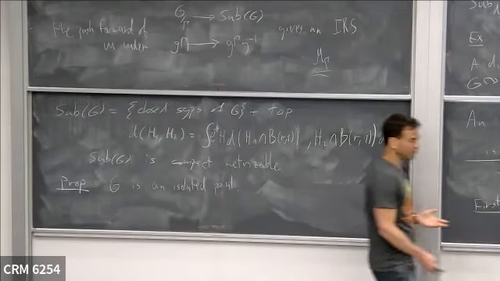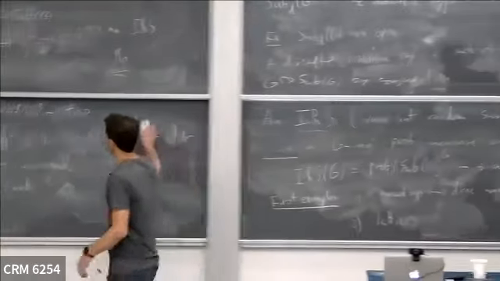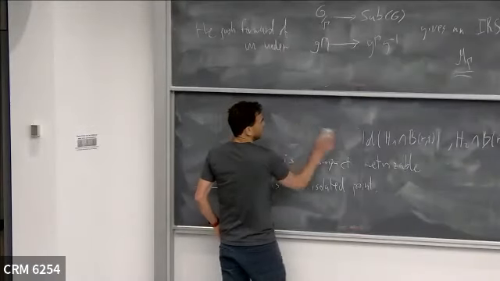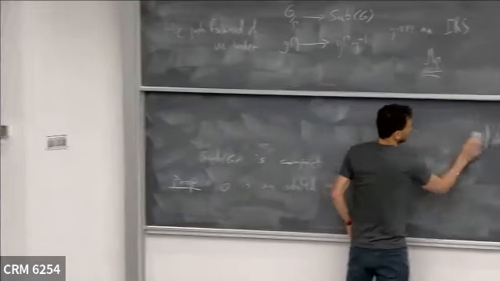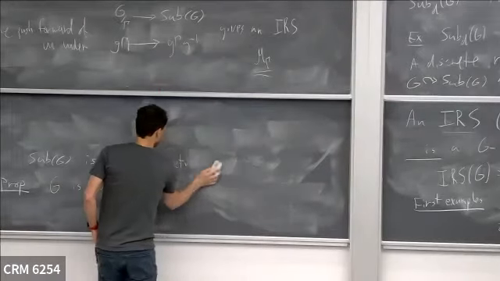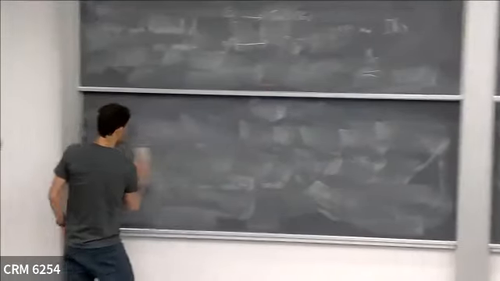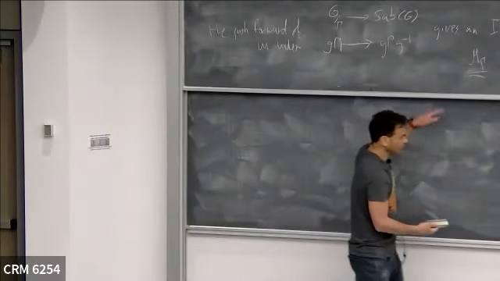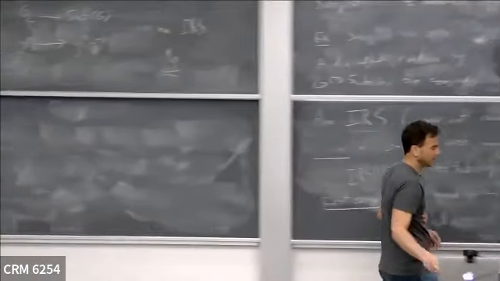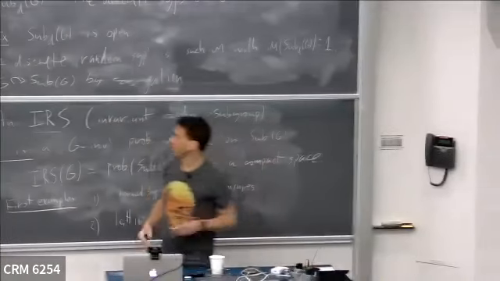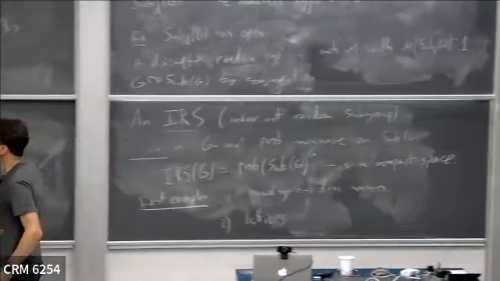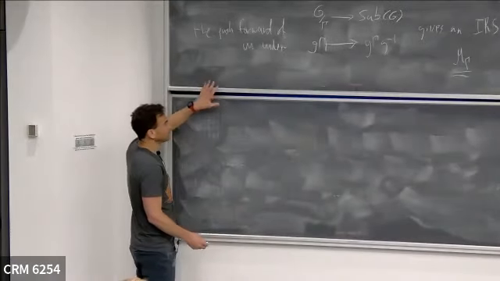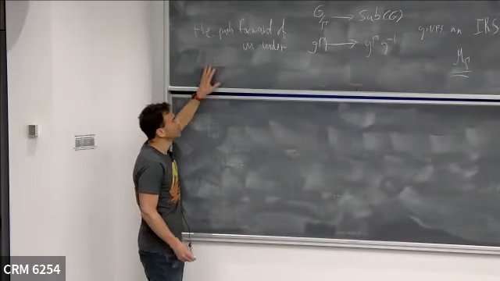Indeed there are a lot more IRSs than lattices, but maybe before discussing that, let me give another way to think about this: a random conjugate of the lattice. So here is something you can do with this observation.